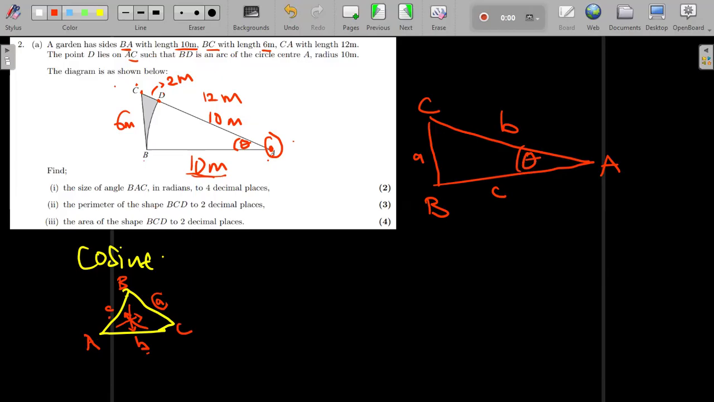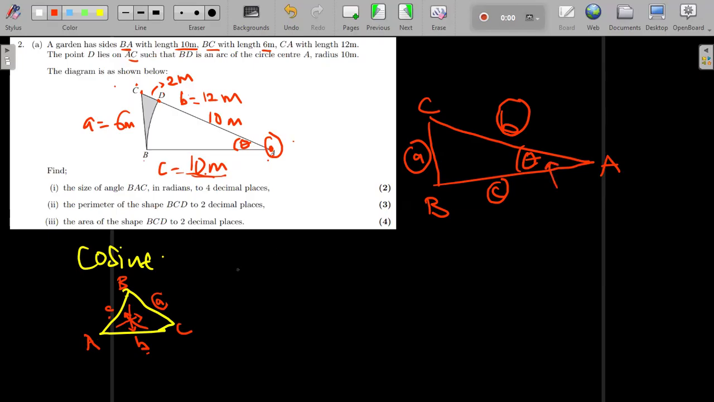So we want to find this angle here. If we want to find this angle, it means we need to know this side, that side, and this side here. We can see that A is 6, C is equal to 10, and B is equal to 12 meters. So we have everything that we need in order to find this angle.